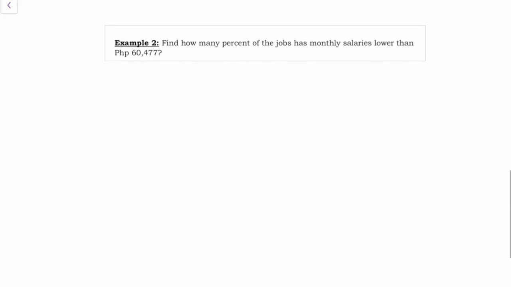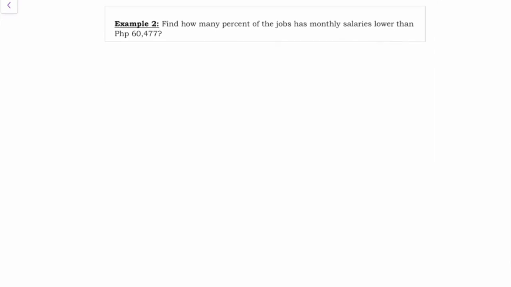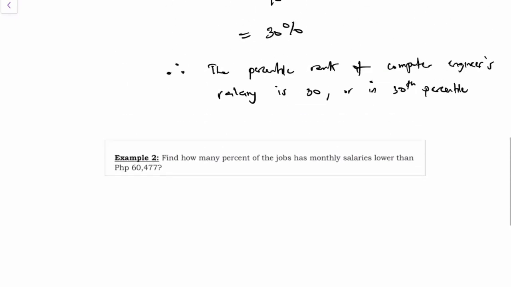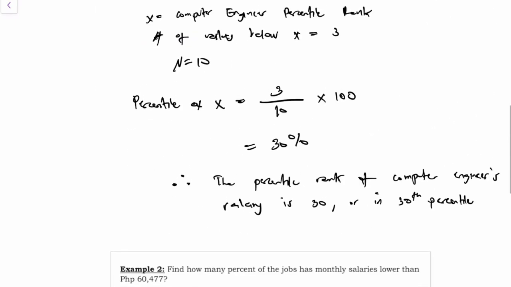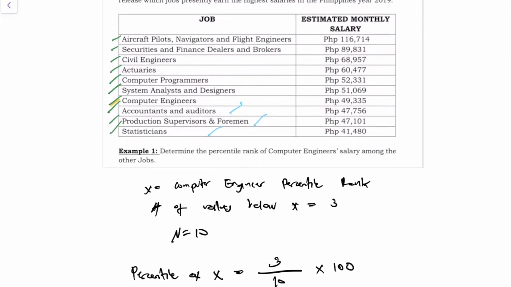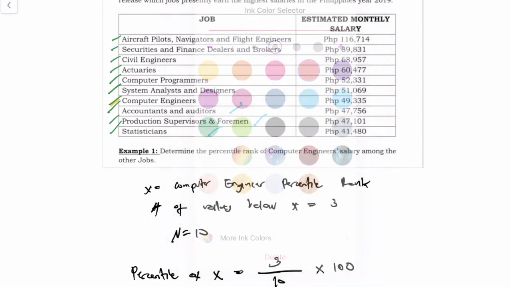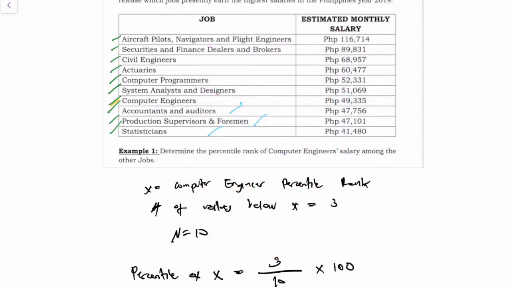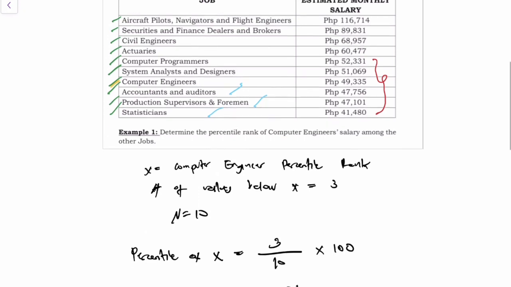So let us have the second example. Find how many percent of the jobs have monthly salaries lower than 60,477 pesos. So we look at our table again. We find 60,477. I will highlight it with green. So any jobs below actuaries. So we have 1, 2, 3, 4, 5, 6 jobs.